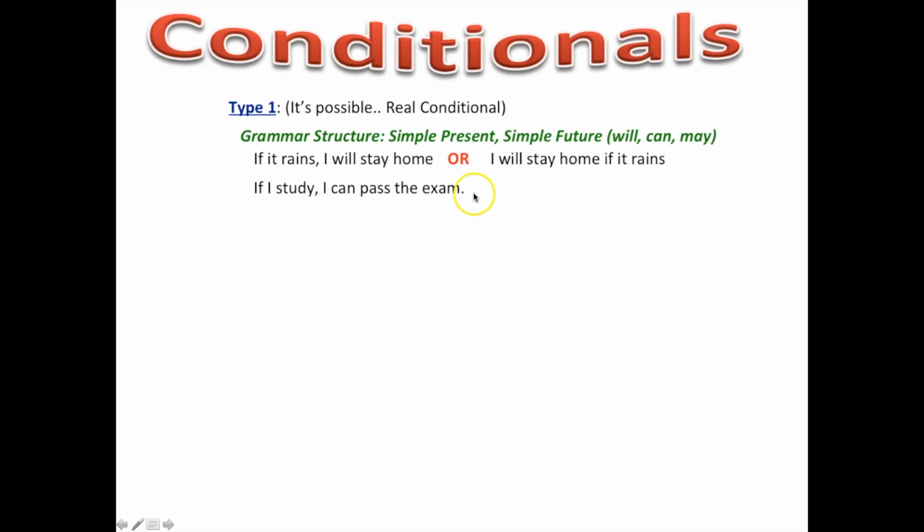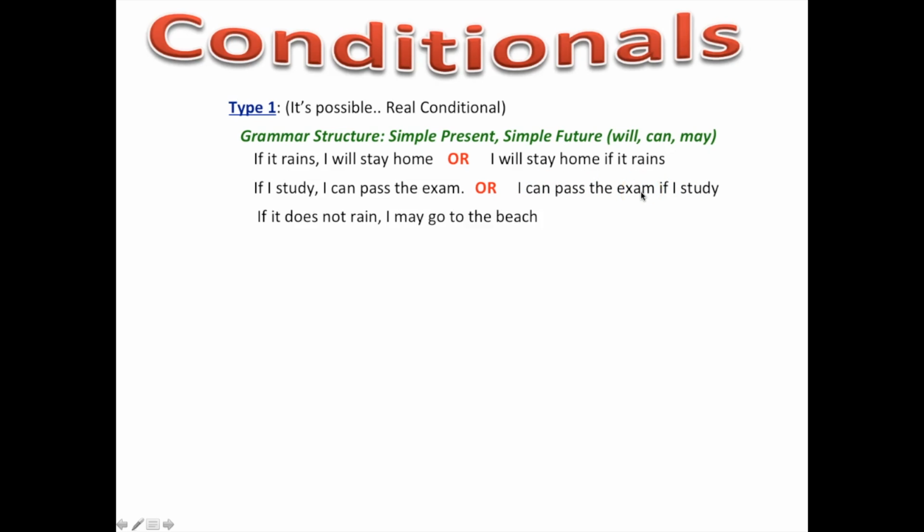Or we can do the same. We can put the sentence with can at the beginning, and then the conditional sentence, if I study, at the end. Notice again there's a comma after the simple present sentence, and if you put the simple present sentence at the end of the sentence, then you don't need to use a comma.